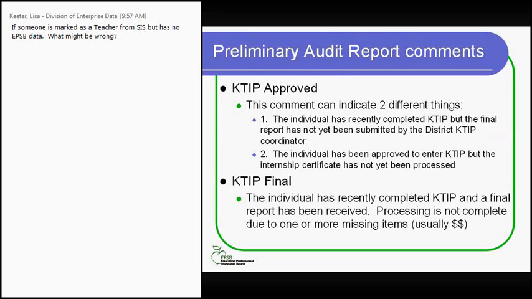and see what's happening. KTIP final just means that they have finished their KTIP. We have the final report on file, but we're waiting for something to process that certificate. It may, in most cases, be that we need the fee to process their professional certificate, and that's all. If they were an alt-cert teacher, we'll need some additional paperwork.